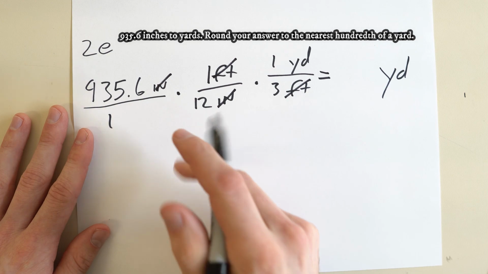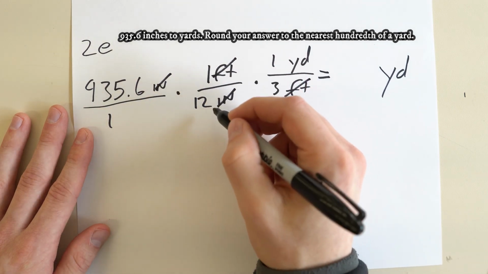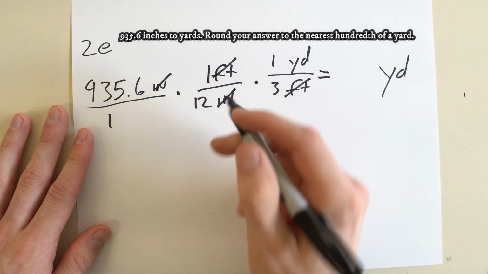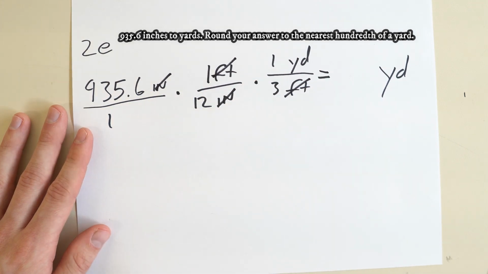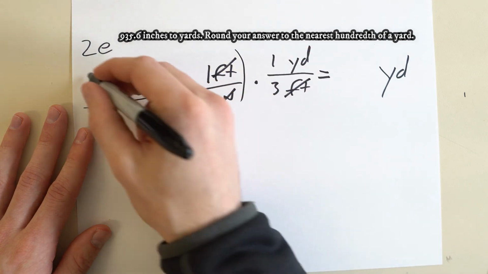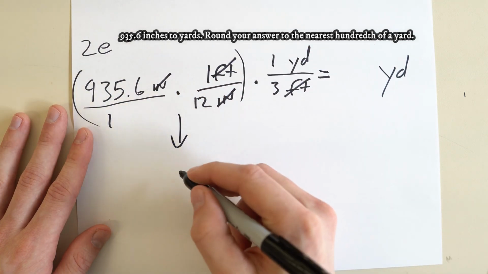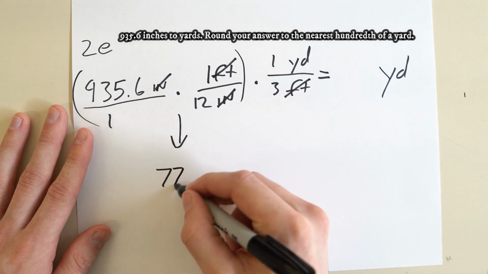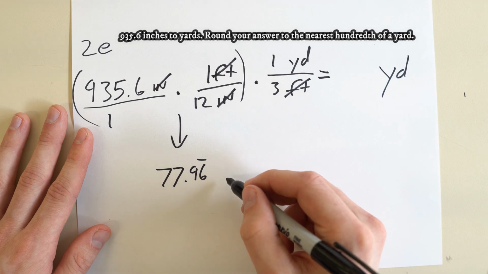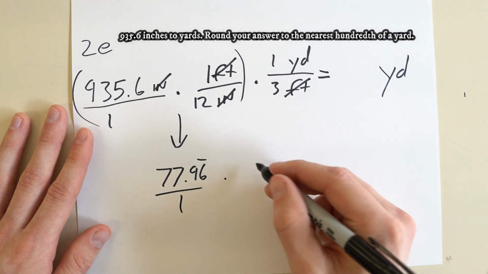And then I go through. So this process would end up being in order of operations. Plug it into your calculator. I'm getting my calculator out, 935.6 divided by 12. This section right here, if we bring it down, is going to give us 77.96 repeating.